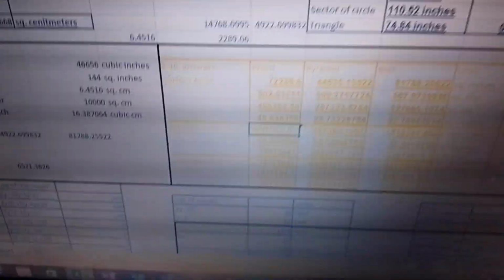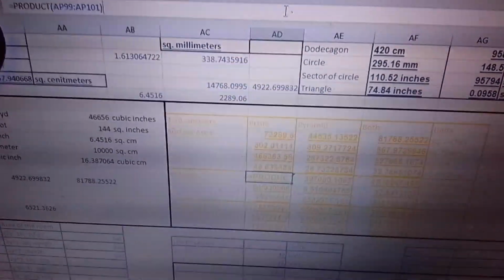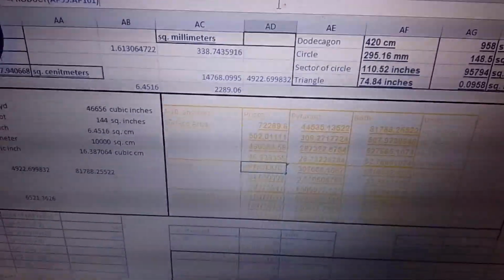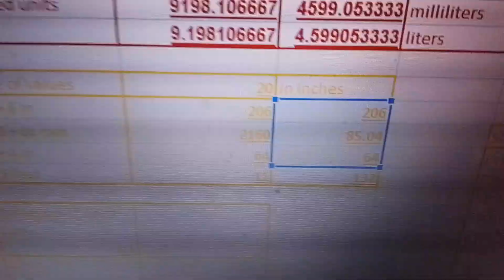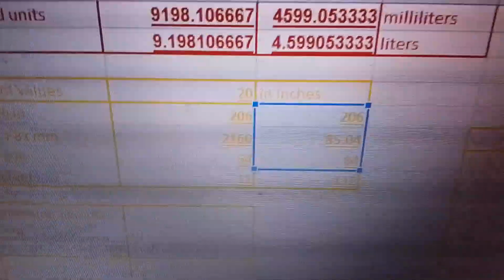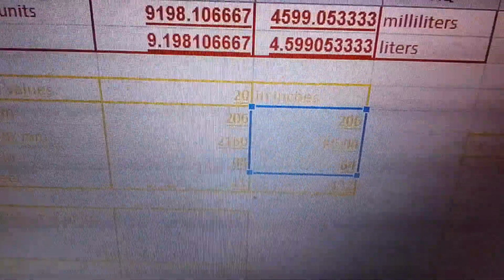Right? So this is what I did. I did the product of the three, the product of AP99 to AP101. To see where it is, come along with me. Do you see the three highlighted there? That's what I multiplied all together.